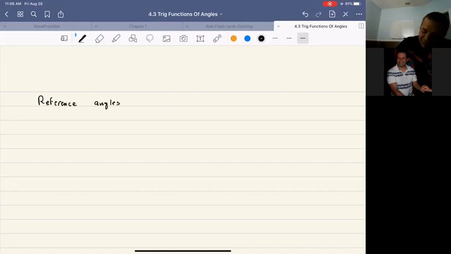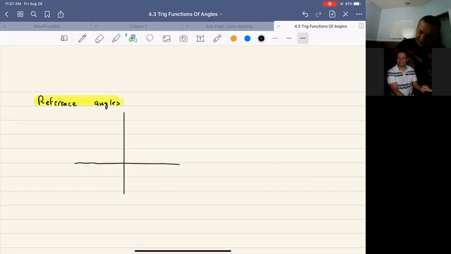Okay, we haven't talked about reference angles, so I guess there is a little more theory this section. All a reference angle is, it's an angle between 0 and 90, or 0 and pi over 2, that basically is the angle. Not really, but it gives you sort of a reference to the angle.